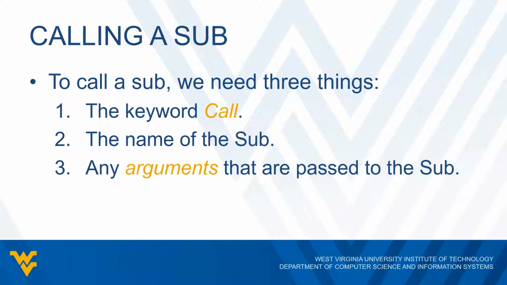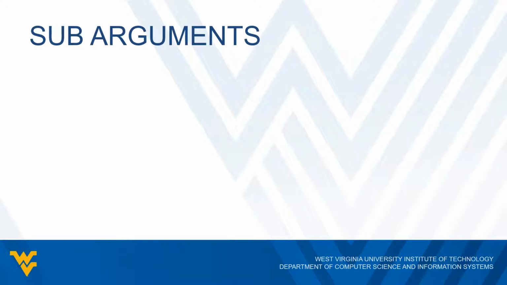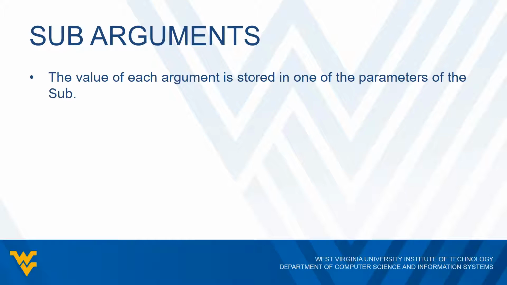As I mentioned, this is similar to other programming languages. The only difference is we would not have the word Call in C or in Java. We would just have the name of the sub, the parentheses, and then the arguments. But here, we would have the same thing, except we must include the word Call in front of our sub procedure and arguments. The value of each argument in our sub call would be stored in one of the parameters of our sub definition.